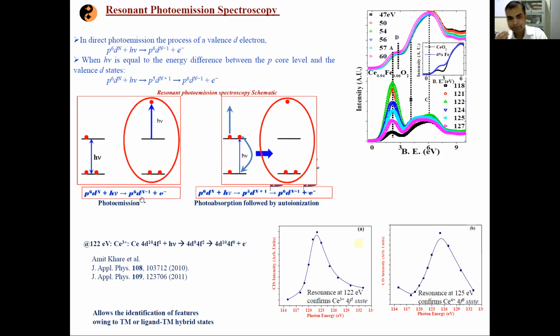Now suppose you have tuned your incident photon energy in such a way that it is just equal to the energy difference between p and d states. Then it can also excite an electron from the p level to the d level, and you will have an intermediate configuration given by p5 dn plus 1, because an electron from p6 has gone into dn. So this becomes p5 and this becomes dn plus 1.